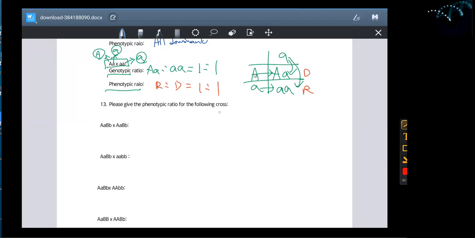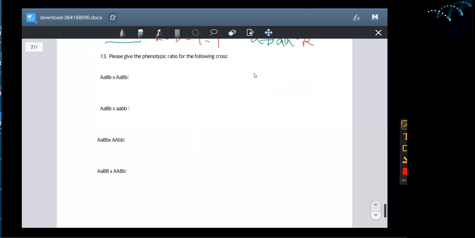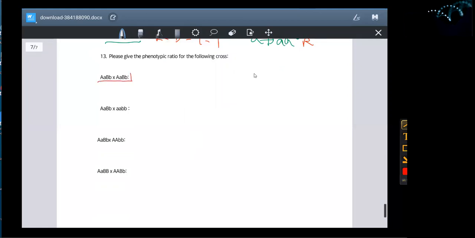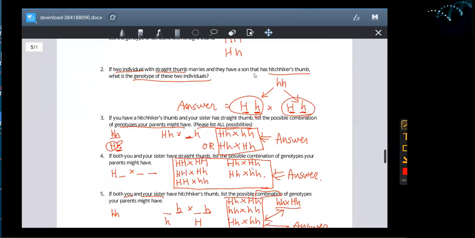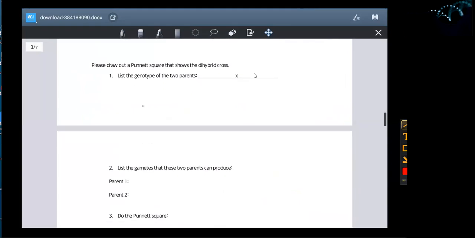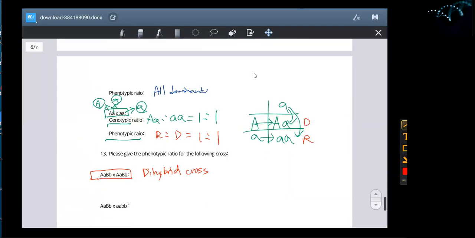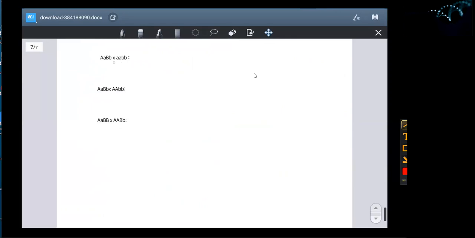Now, please give the genotypic ratio for the following cross. Okay, I am not going to bring you all the way home. You will need to try and do this part on your own. Okay, but I will get you started with a few easier ones, and then you can check for the rest. Okay, this one is dihybrid crosses. So go back to what we've done over here, dihybrid cross, and check if you can do this all again and get the right answer, okay? So that's that. I'm not gonna repeat that. Let's try one of these, okay?